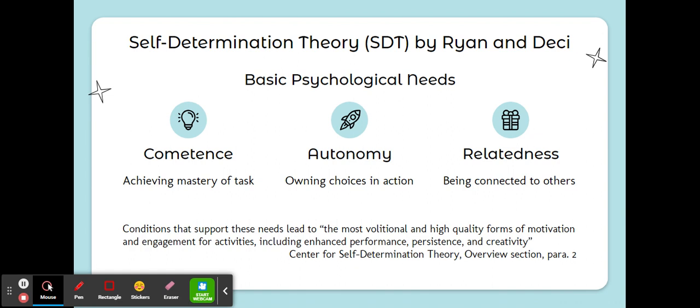Self determination theory, or SDT, is one of the theories of motivation that can be applied to understanding the needs of gifted students. In SDT, Ryan and Deci emphasize three basic psychological needs: competence, which is achieving mastery of a task, autonomy, which is owning choices and actions, and relatedness, being connected to others. Conditions that support these needs lead to the most volitional and high quality forms of motivation and engagement for activities, including enhanced performance, persistence, and creativity.